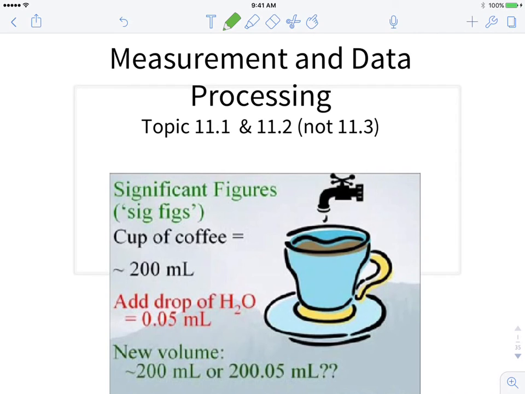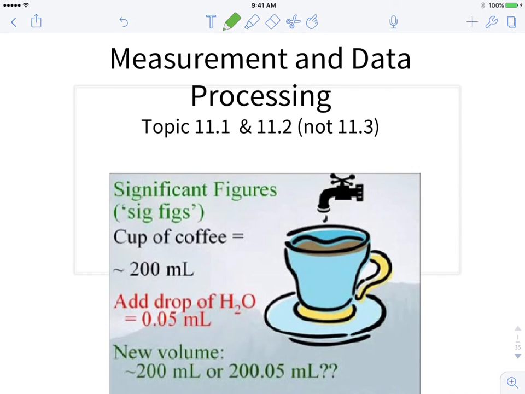This is my first video where I'm trying to do some flipped learning with you for our first unit in IB chemistry. This unit, as you can see, is called Measurement and Data Processing. I'm just doing the first part of your IB textbook for chapter 11, that's topic 11.1 and 11.2. 11.3, which talks about all of the different types of techniques that you can use, we're going to do later on.